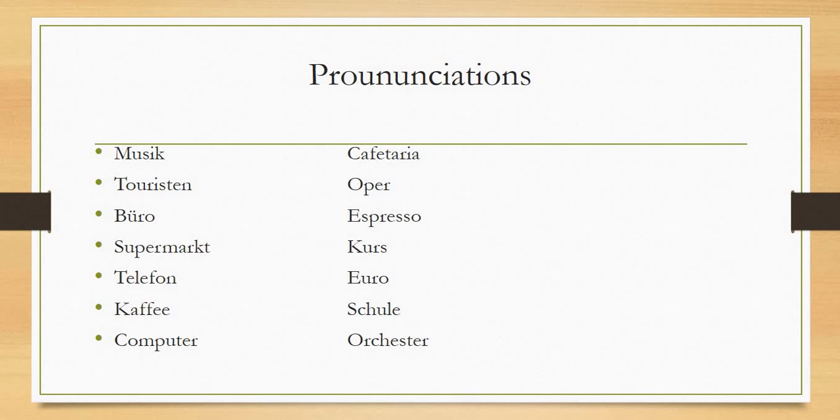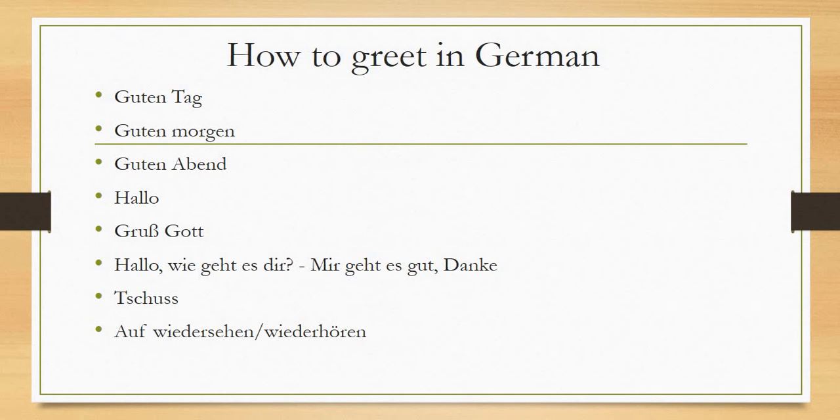Like in English, we have A pronounced as A. So it is supermarket. Telefon, Café, Computer, Cafeteria, Au pair, Espresso, because S is pronounced as S. Kuh, Kur, Schule, Orchester. Are you getting the hang of it? Even if you are not, if you have understood the logic that I have explained, the basic terms, that is okay. The more we pronounce and the more words we learn, we will get there very soon.